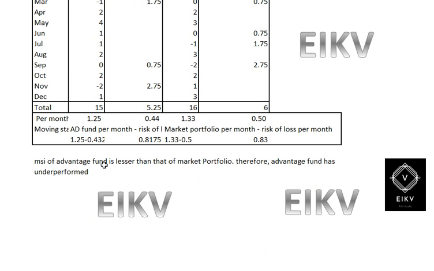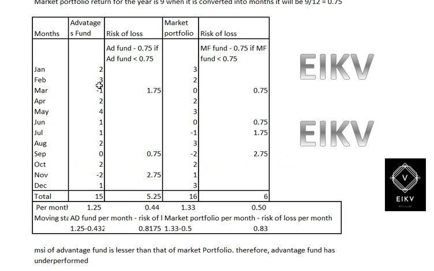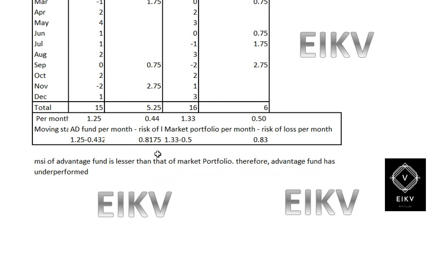So here the MSI, the Morning Star index of the Advantage Fund, is lesser than that of the market portfolio, therefore the Advantage Fund has underperformed. When we check the figures, we know the Morning Star index of the market portfolio is higher than the Morning Star index of the security or Advantage Fund. Therefore the Advantage Fund has underperformed when compared to the market portfolio.